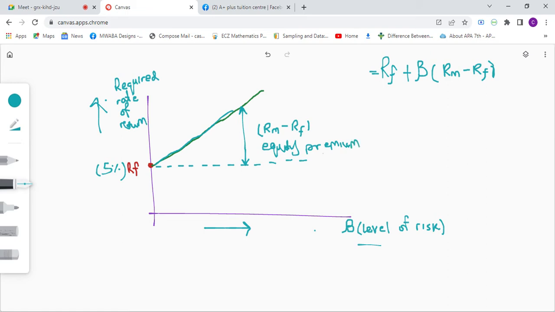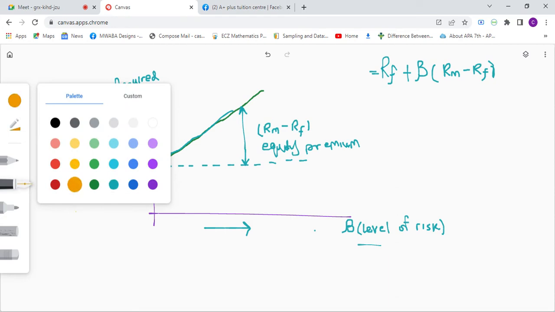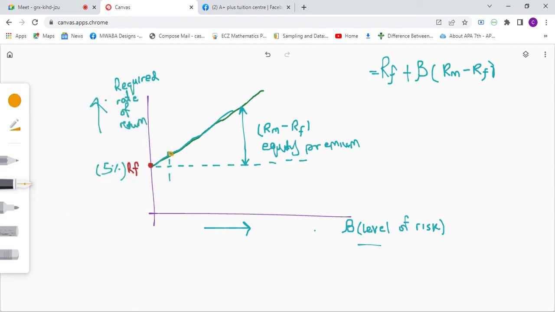So, as the level of risk increases, starting from the risk-free rate, let's say, for example, we have a point here. So we say we have point A, and let's say it's got a beta coefficient of 0.5. Let's see what we're going to expect as our rate of return.